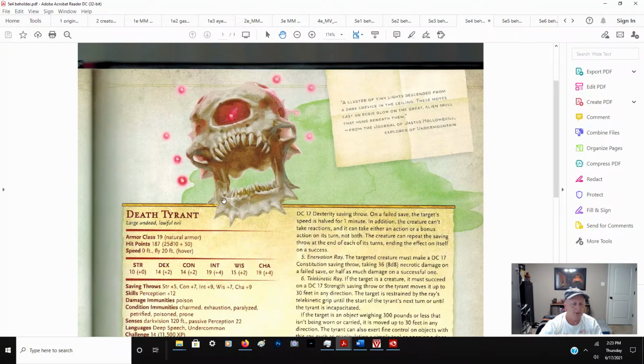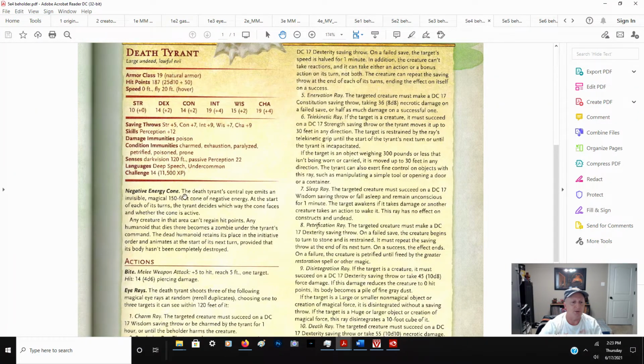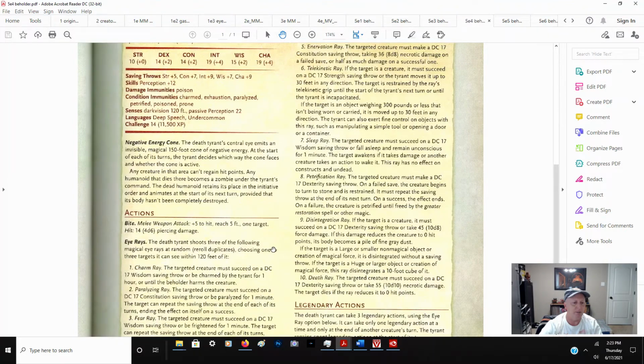You've seen that before. There's the Death Tyrant. As we're saying, with its central eye, it's different. It gives that negative energy cone right there. And look at this. Any humanoid that dies there becomes a zombie. So again, these things could have an unlimited amount.